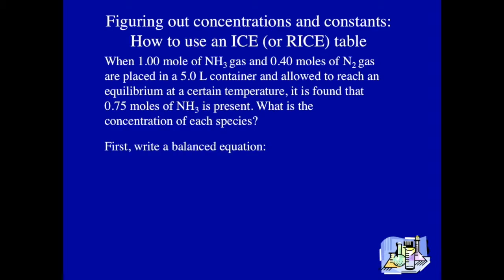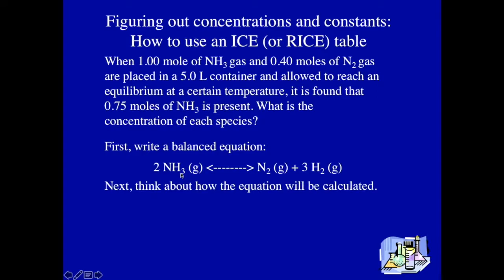So the first thing we need to do in an ICE table, if we want to call it a RICE table, we have a reaction in addition to an initial concentration, a changing concentration, and an equilibrium concentration. But in this case, because I start with 1 mole of ammonia, yes, I do have some nitrogen in there, but I don't have any hydrogen. So hydrogen has to be a product, which means nitrogen needs to be a product, and ammonia is my reactant. So that's the beginning portion of this calculation.